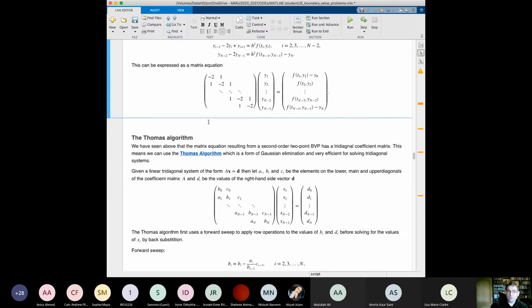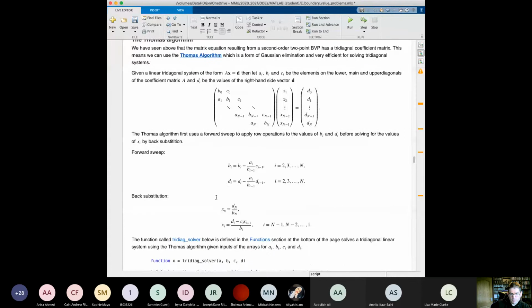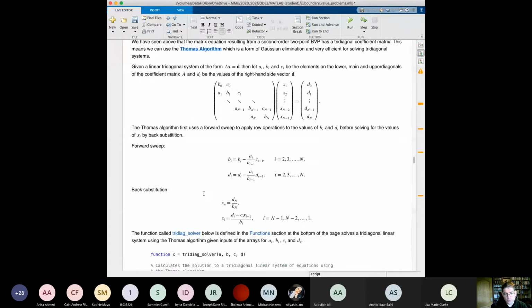Okay, so I mentioned this was tridiagonal. That's useful because there's a very efficient method which we can use to solve a tridiagonal system, called the Thomas algorithm. And it's essentially Gaussian elimination applied to a tridiagonal coefficient matrix. If you want to see the derivation of this, you can click on this link here, which will take you to, I think, the Wikipedia page. Okay, so what we do is we do a forward sweep.